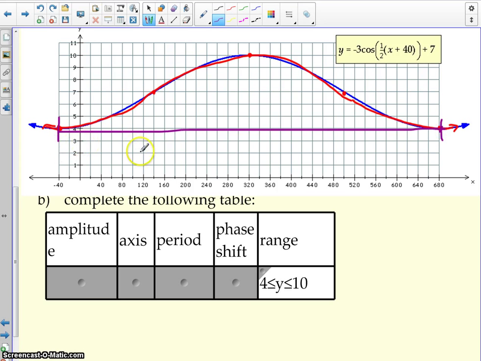Okay, and the length of that cycle is going to be the period. So I start at negative 40, end at 680. That's a distance of 720 degrees. So that's going to be my period.